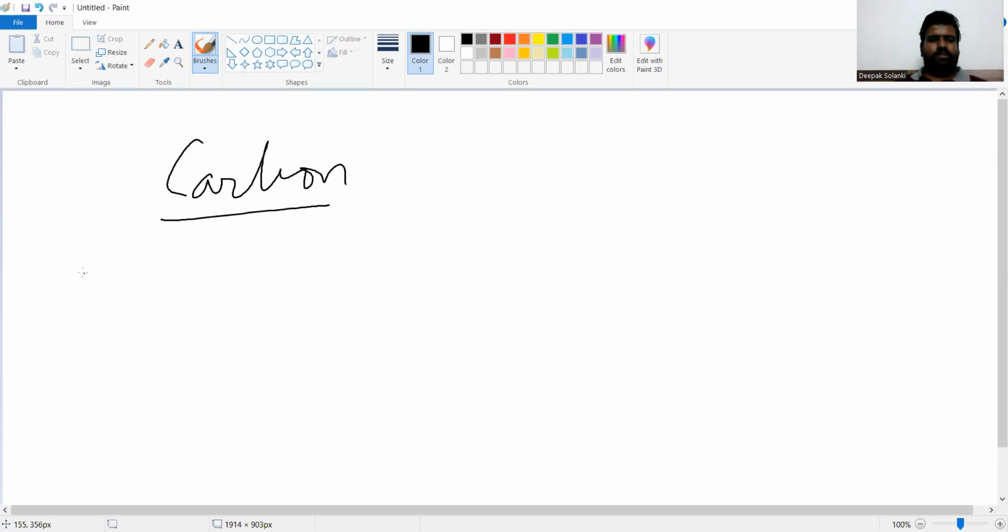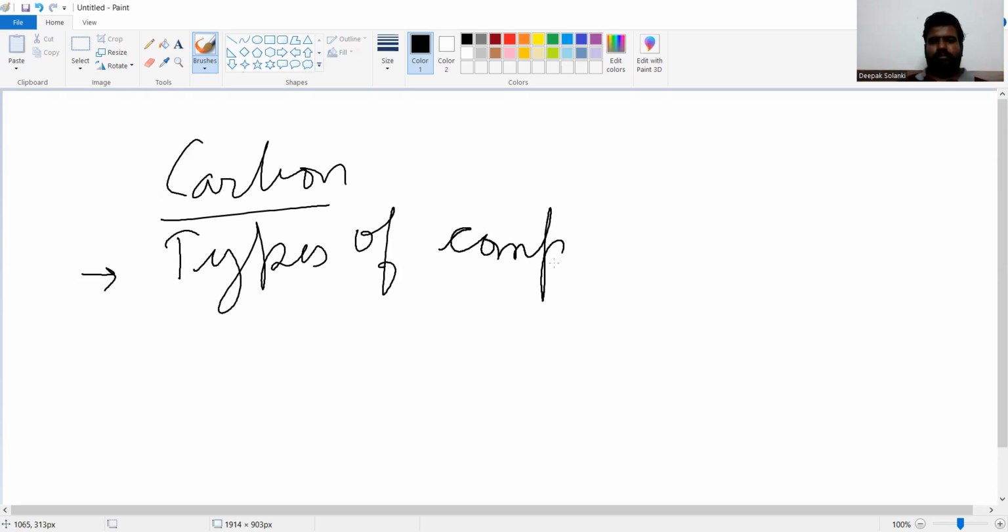Previously we have discussed covalent bonds, types of covalent bonds, and the allotropes of carbon. So today we will discuss the types of compounds.